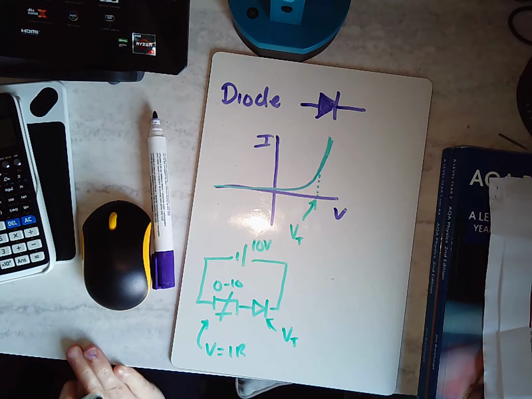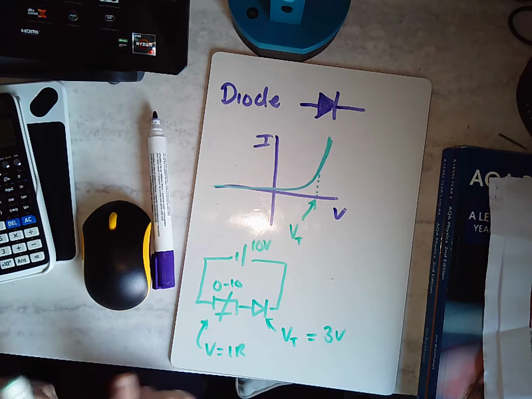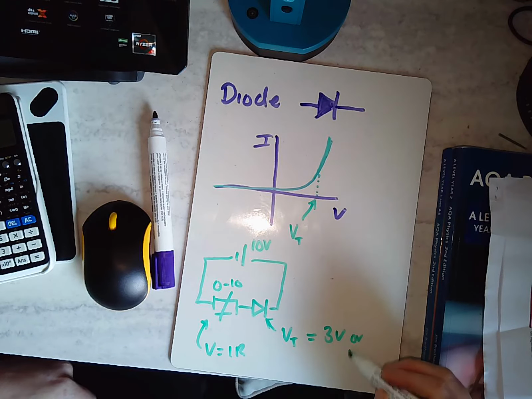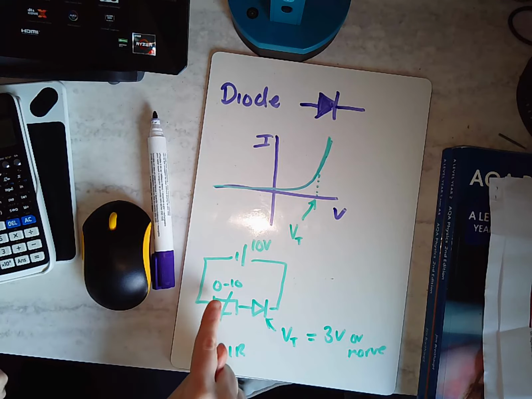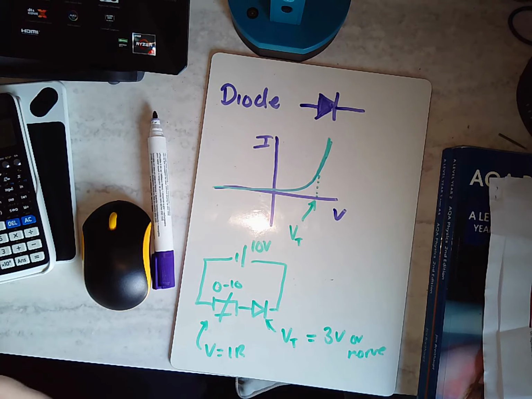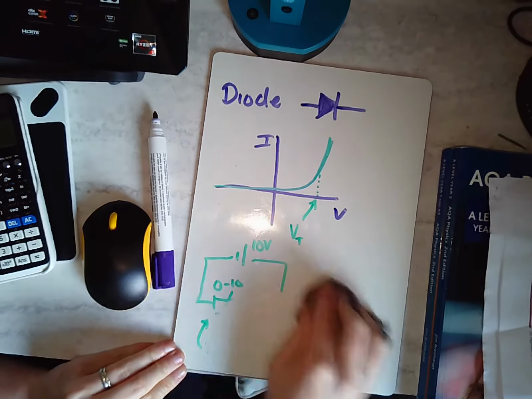So for example, if the threshold voltage was 3 volts or more, so it has to be at least 3 volts, it means that when this is between 0 and 3 volts, so if the resistance has been adjusted, it's not going to let anything through, okay? So this would have to be 7 volts or less on there.